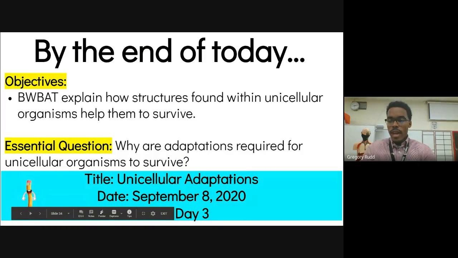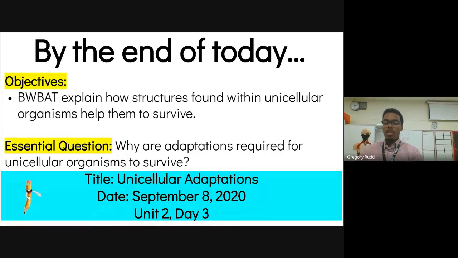So as I said, if you didn't have time to complete the warm-up just now, you should have time later in class when we get to the asynchronous portion of the day, because this is going to be a pretty short lesson. But the objective for today is biologists will be able to explain how structures found within unicellular organisms help them to survive. The essential question that we will be hoping to answer at the end of the class is, why are adaptations required for unicellular organisms to survive?